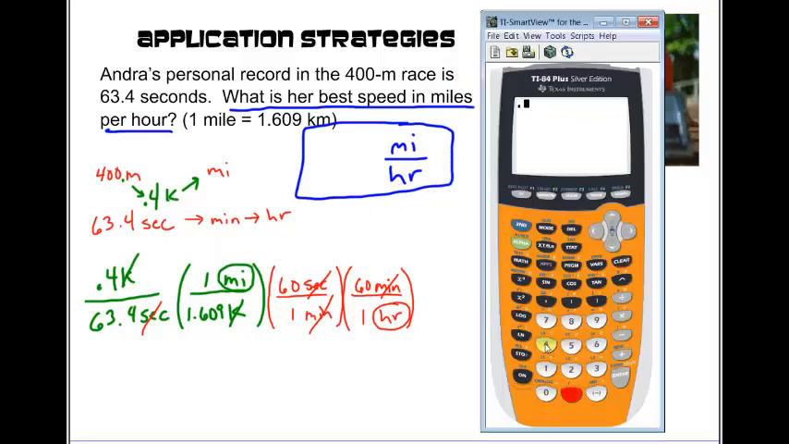Putting in the 0.4, timesing it by the 60, and by 60 again. So everything on top's multiplied. And then I'm dividing by those numbers I see on the denominator. And punching this in. Final answer, here we go. About 14.1. So it's about 14.1 miles per hour for my final answer.